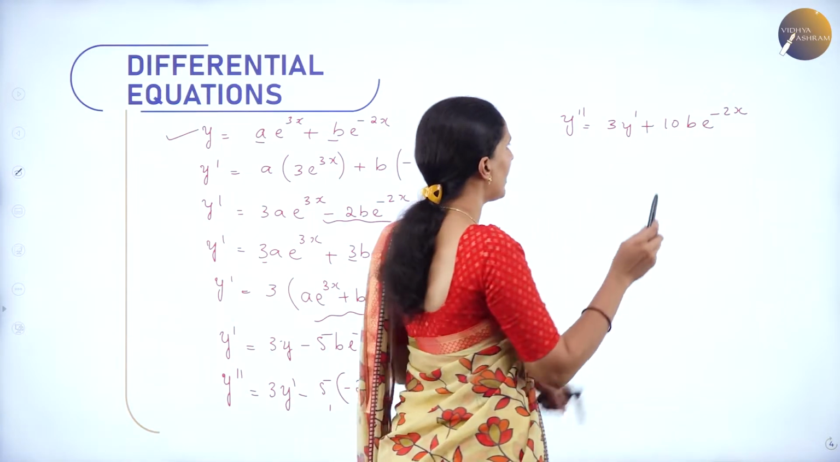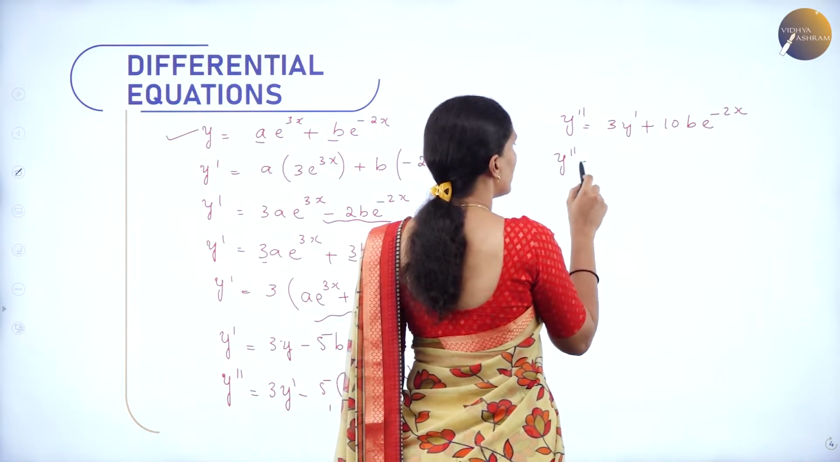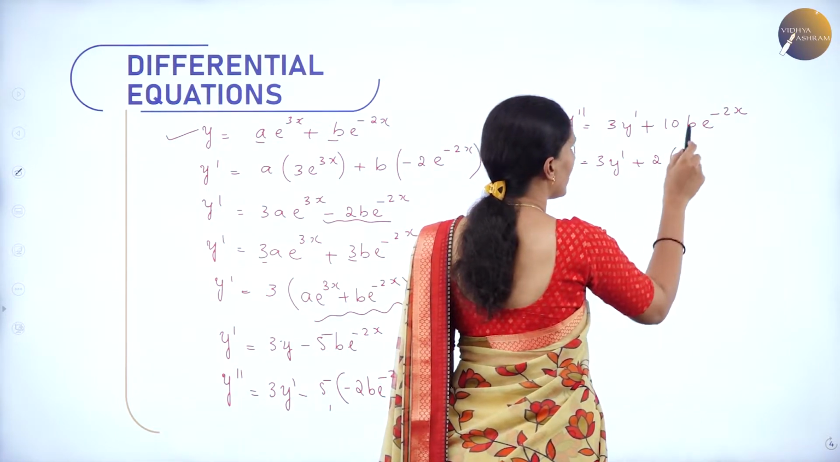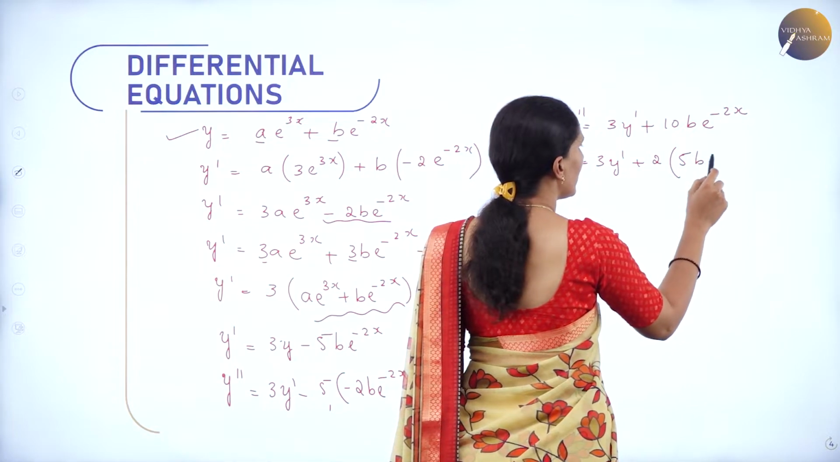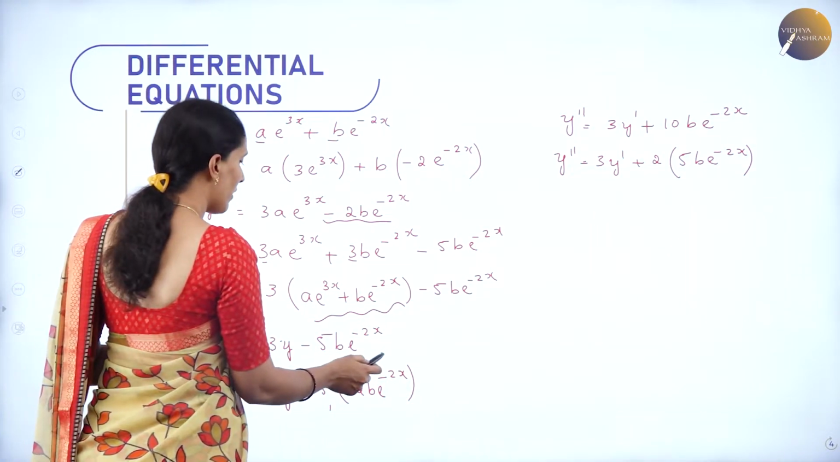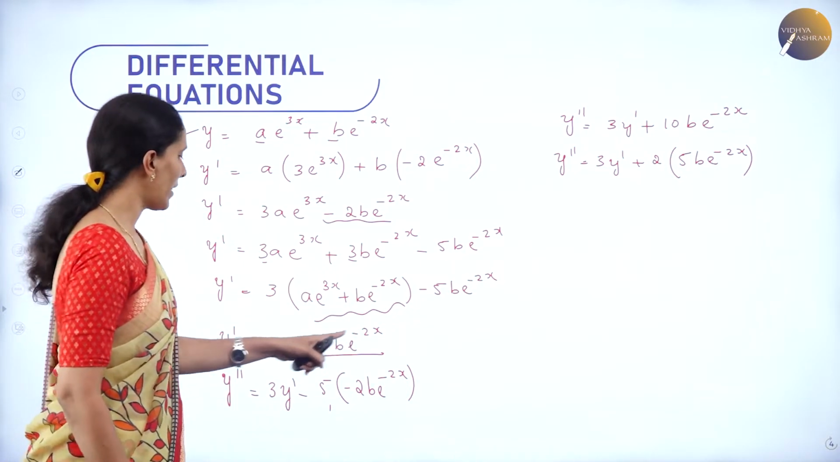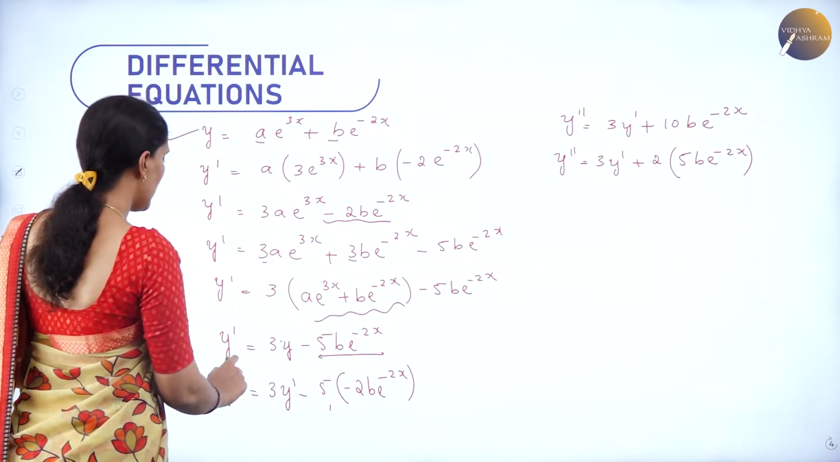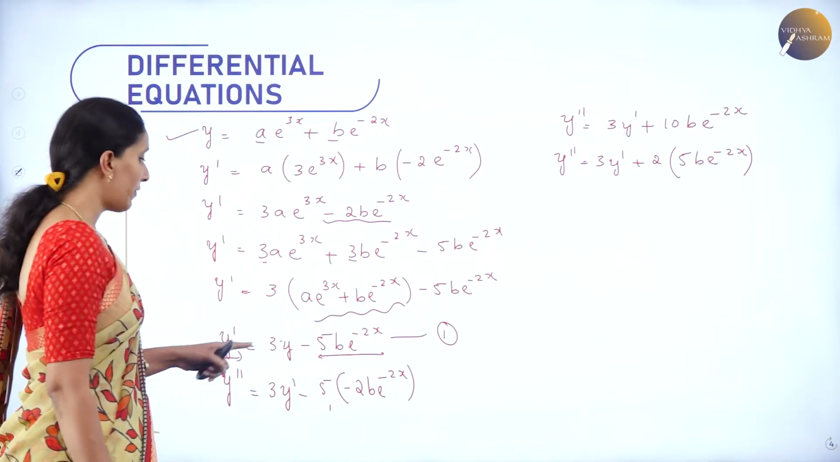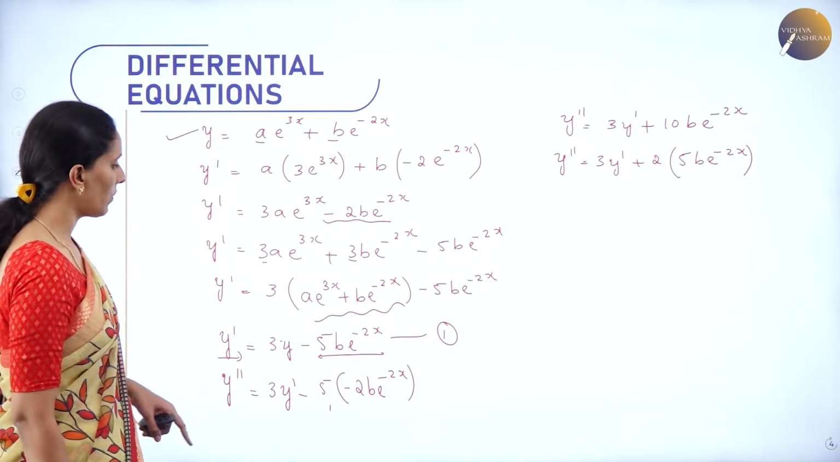So I'll write y double dash is equal to 3y dash plus 2 times 5b e power minus 2x, taking 2 as a common factor. See, here we want 5b e power minus 2x, so I can shift terms accordingly. Let me take this as equation 1. So before differentiating further, let me take this as equation 1.